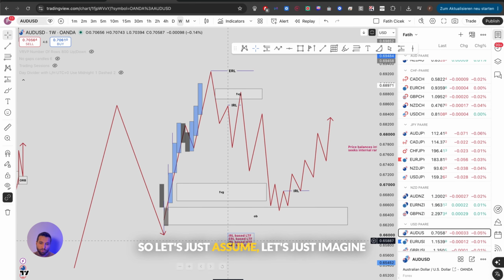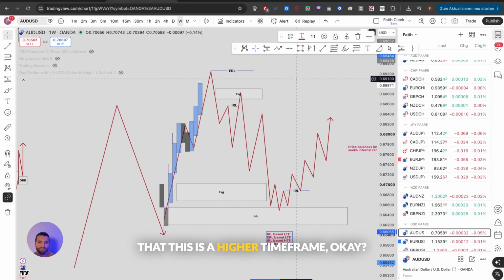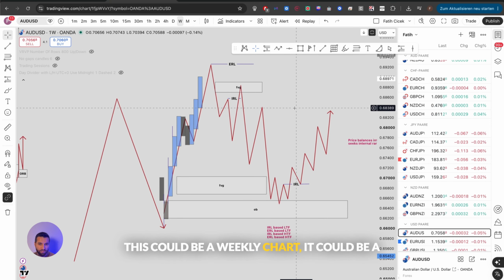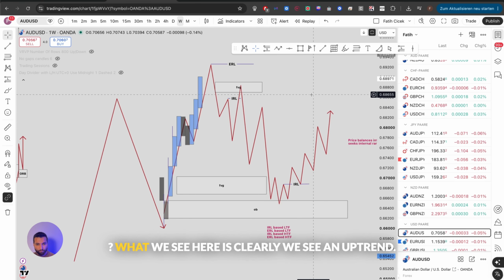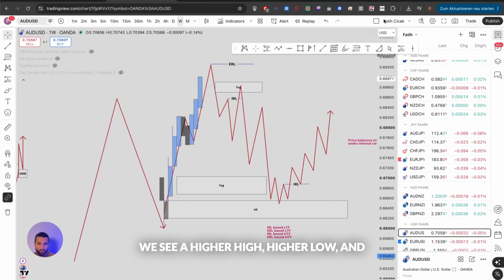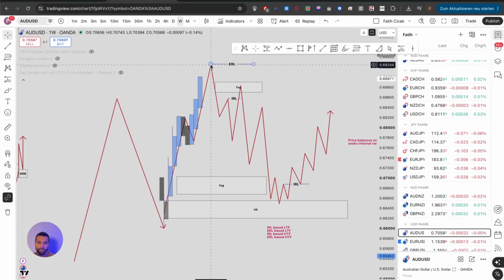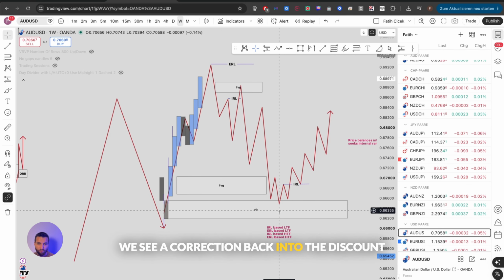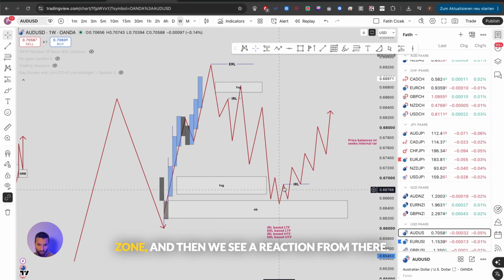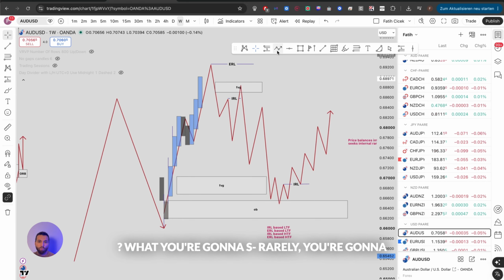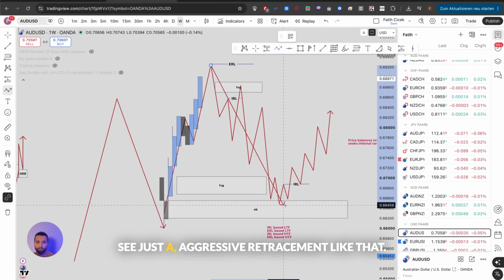So let's just imagine that this is a higher time frame. Okay, this could be a weekly chart, it could be a monthly chart, or it could be a daily chart. What we see here is clearly we see an uptrend. We see a higher high, higher low, and then we see another higher high. We see a correction back into the discount zone, and then we see a reaction from there. What you're going to see, rarely you're going to see just a aggressive retracement like that.